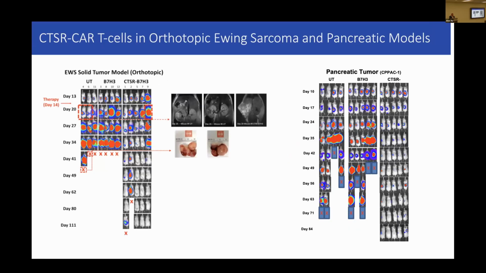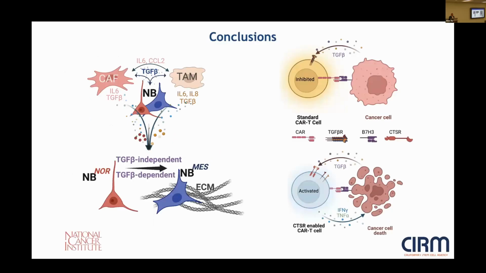This works also in Ewing sarcoma, which is another bone and muscle cancer in children, adolescents and young adults, and also in pancreatic tumors. So this is a very exciting finding. We've actually been able to obtain a CIRM grant for this, so we hope to start a clinical trial in a couple of years.